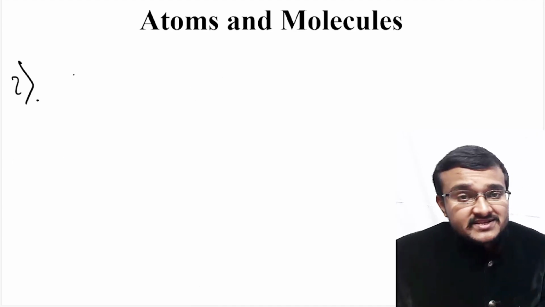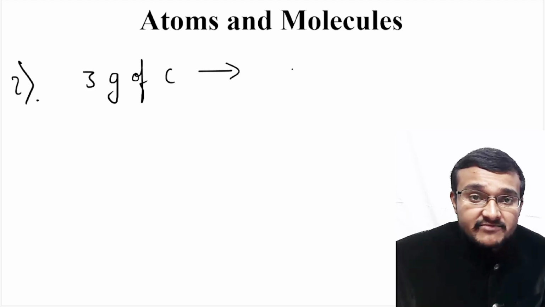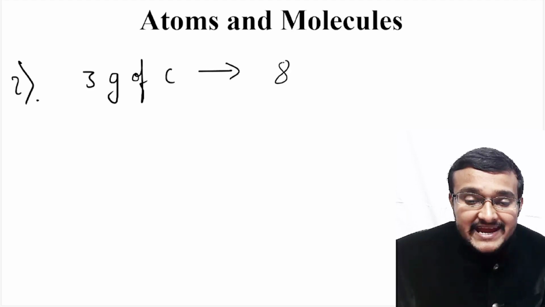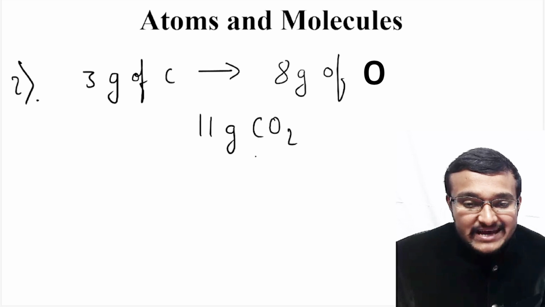Coming to the second question in this particular exercise, here they have given 3 gram of carbon is reacting with 8 gram of oxygen to produce 11 gram of carbon dioxide.